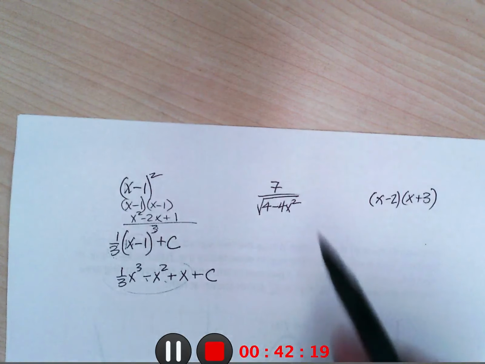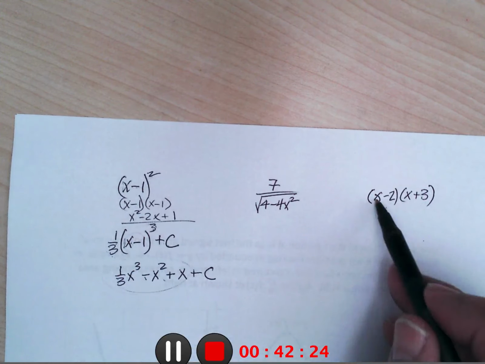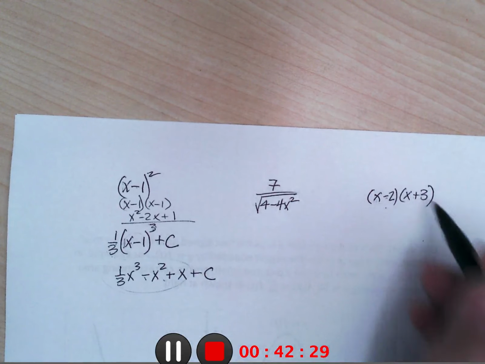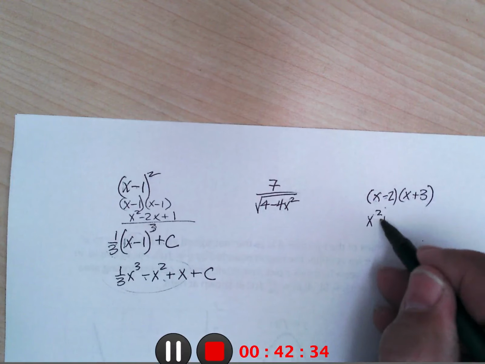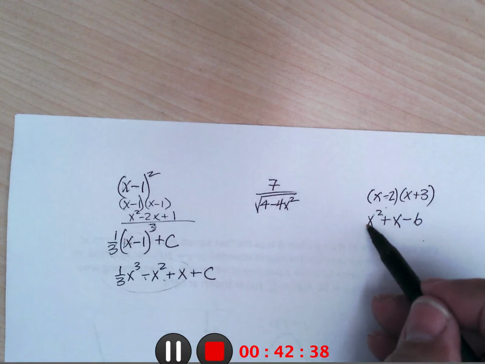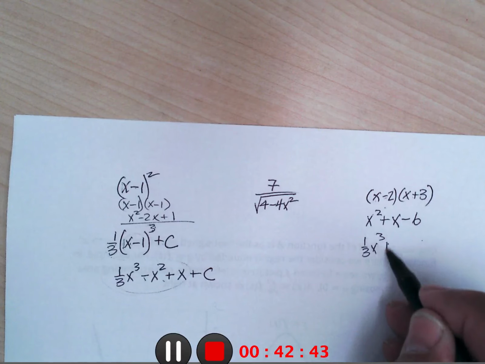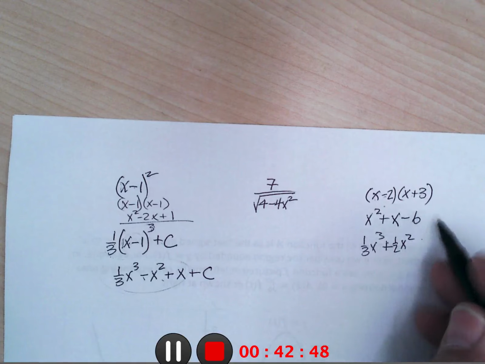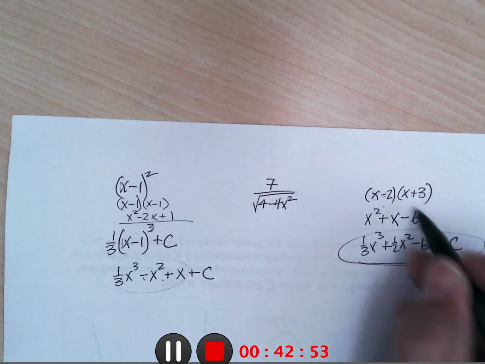Let's go to this one next. So just like this is a product, so we can't do the antiderivative of just each piece, but we can multiply this together and call it x squared minus 2x plus 3x is plus x minus 6. Antiderivative of this would be 1/3 x to the third plus 1/2 x squared minus 6x plus c, and that would be the antiderivative of something like that.